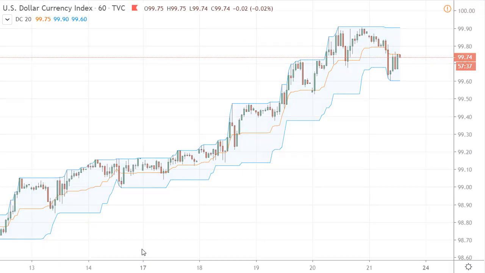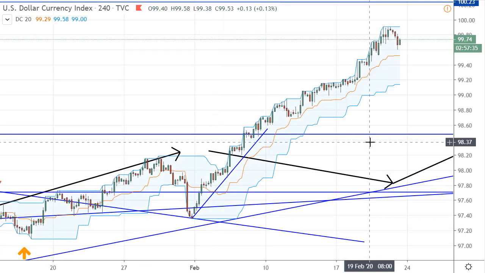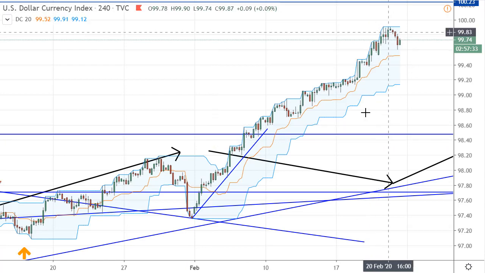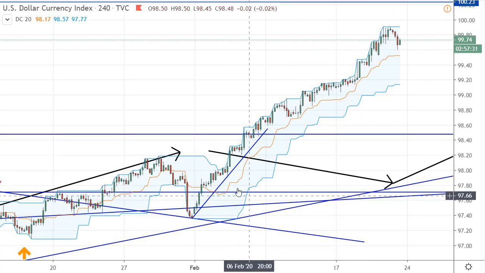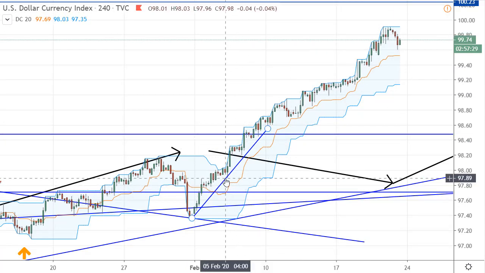Let's see how it looks on the 4-hour chart. We do not have ourselves a reversal yet, just a pullback. So this is still strong. So that's overall dollar bullishness.